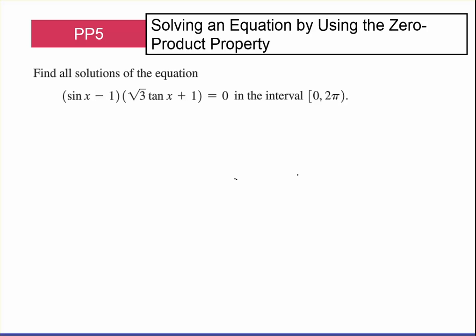So let's go for it here. Notice this is called the zero product property. Remember, this is when you used to factor something into like x plus 2 times x plus 3 equals 0. You can split them off into 2 different pieces. It's exactly what we do here. The zero product property says if I have 2 things multiplying each other, they give you 0. What I can do is split it off into sine of x minus 1 equals 0, or square root of 3 tangent of x plus 1 equals 0. And what we do is we solve each of those.